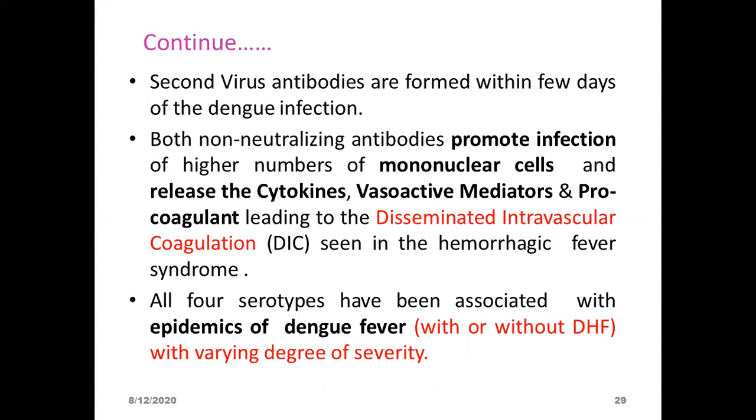Second virus antibodies are formed within a few days of dengue infection. Non-neutralizing antibodies promote infection of a higher number of mononuclear cells, the MOS cells, and release cytokines, vasoactive mediators, and procoagulants, leading to disseminated intravascular coagulation, known as DIC. It increases the bleeding tendency in dengue patients and is mostly seen in hemorrhagic fever syndrome. All four serotypes have been associated with epidemics of dengue fever, with or without dengue hemorrhagic fever, with varying degrees of severity.